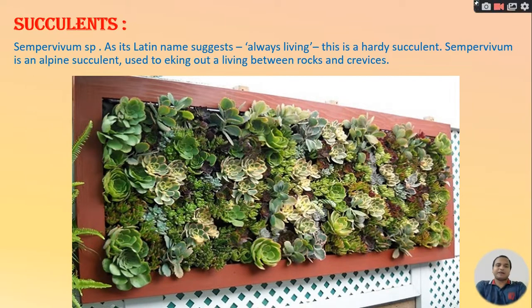Another sort of plants which are quite used in indoor vertical gardens are succulents. Succulents means the plants which are always living, always fresh. These succulent plants which are widely used in vertical gardens come from the same Sempervivum genus, and they are also known as alpine succulents.